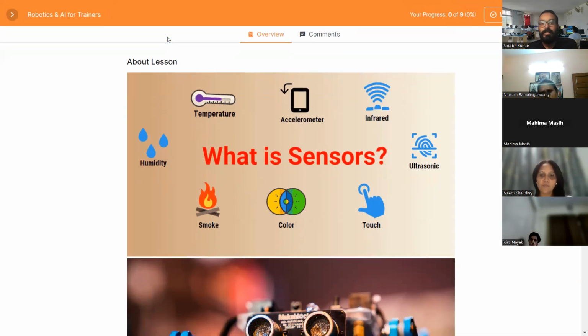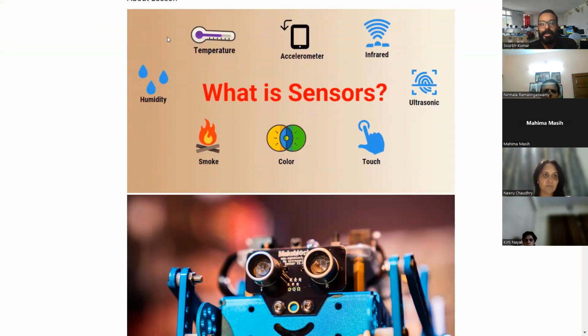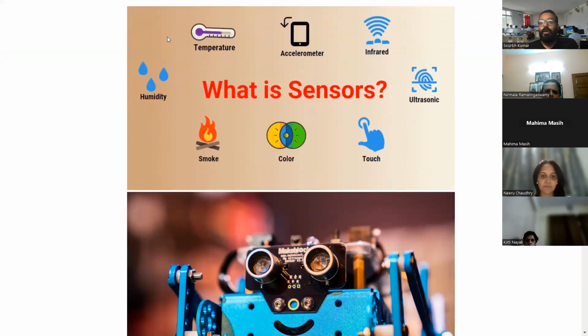So what is a sensor basically? As I already mentioned, a sensor is a device which can collect information from the environment to help the robotics body understand what is in front of it and what the condition of the environment is, right? It can detect the humidity, it can detect the temperature around the robotics body, as well as give the perception of some obstacle present in front of the robotics device. Then only will the robot perform its work, right?